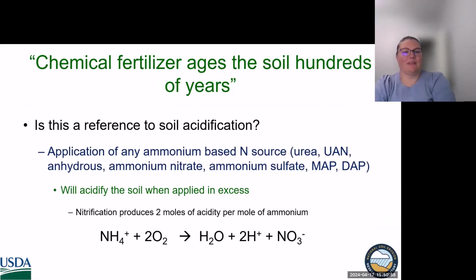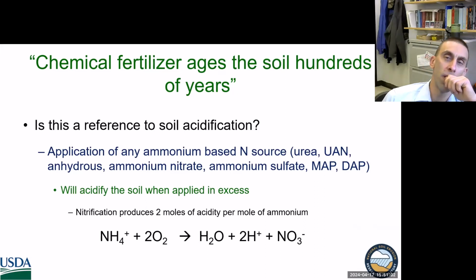Chemical fertilizer ages the soil hundreds of years. Now, this probably comes more from the organic farmers rather than the soil health gurus, but I have heard it, and I'm not even sure what it means. I think it could be a reference to soil acidification, because the soil naturally acidifies on its own, but it takes decades, hundreds of years. But through the addition of ammonium-based nitrogen sources, particularly when we apply them in excess, as that ammonium nitrifies, it's going to produce 2 moles of acidity per mole of ammonium. So this can really speed up the acidification of soils.